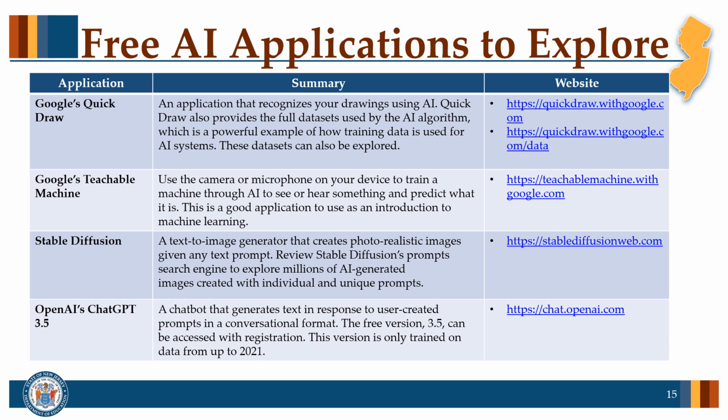With Teachable Machine, another AI project by Google, use the camera or microphone on your device to train a machine through AI to see or hear something and predict what it is. This is a good application to use as an introduction to machine learning. Stable Diffusion is a text-to-image generator that creates photorealistic images given any text prompt. You can use Stable Diffusion's prompt search engine to explore millions of AI-generated images created with individual and unique prompts. ChatGPT is a chatbot that generates text in response to user-created prompts in a conversational format. ChatGPT has a free version that can be accessed with registration, version 3.5. This version is only trained on information up to 2021, so it cannot provide information from after 2021.